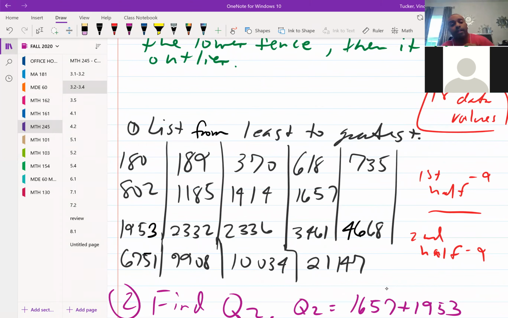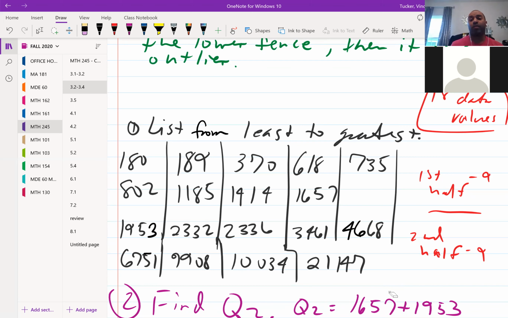All right, so let's look at this data set and then find the quartiles and all the good stuff like that. So I've already listed the data set from least to greatest. So we have 180, 189, 370, 618, 735, 802, 1185, 1414, 1657, 1953, 2332, 2336, 3461, 4668, 6751, 9908, 10,034, and then 21,147.